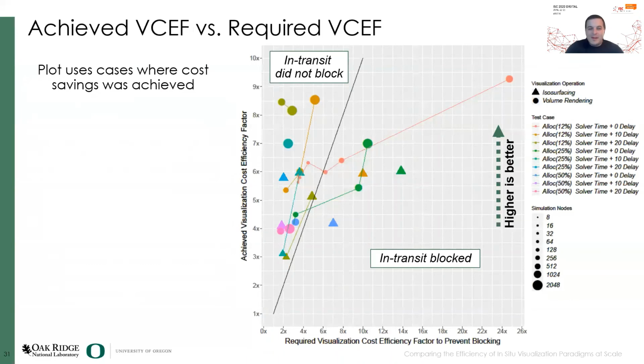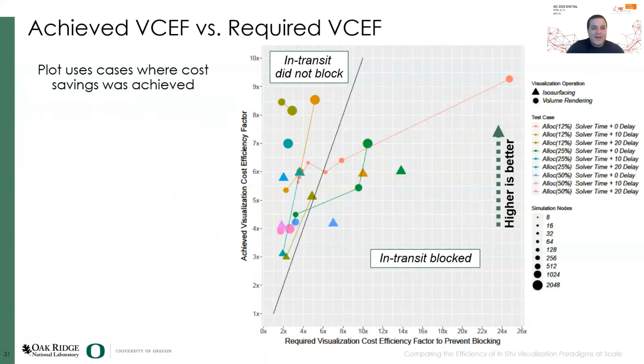And then the last result I'd like to talk about today is our achieved VCEF values versus our required VCEF values. And so what does that mean? And so what this means is that what VCEF value did we achieve versus what value did we need in order to not block the simulation. So it's possible to block the simulation in transit and still achieve a cost savings, but in an ideal world, we would not block the simulation. And so this chart looks at what values we got versus what we needed to not block the simulation.